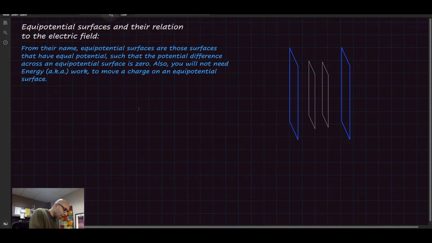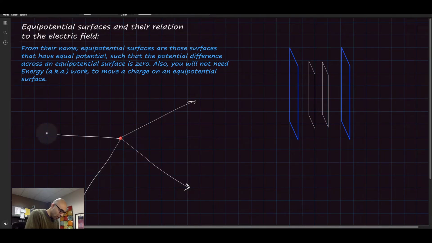Okay, let's actually try to understand that better. Let's say we have a charge here, and this is a positive charge and has all its electric field lines going radially outward like that. If you have a point around this positive charge, let's say this is a positive test charge, and now we want to find the potential at this point due to this charge. We can find it this way.